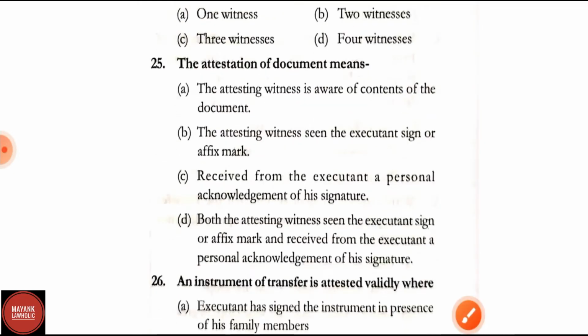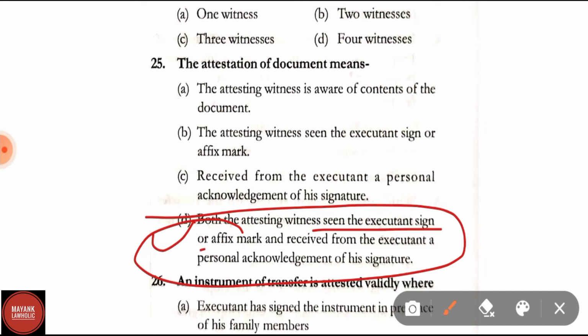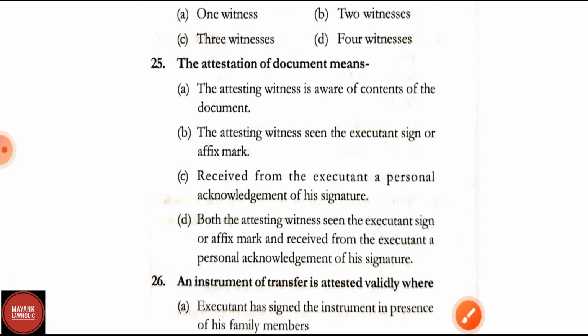Question number 25. The attestation of document means the attesting witness is aware of the contents of the document. The attesting witness has seen the executant sign or affix marks, received from the executant a personal acknowledgement of his signature. Both: the attesting witness has seen the executant sign or affix mark and received from the executant a personal acknowledgement of his signature. Correct answer is D, that is both the attesting witness has seen the executant sign or affix mark and received from the executant a personal acknowledgement of his signature.